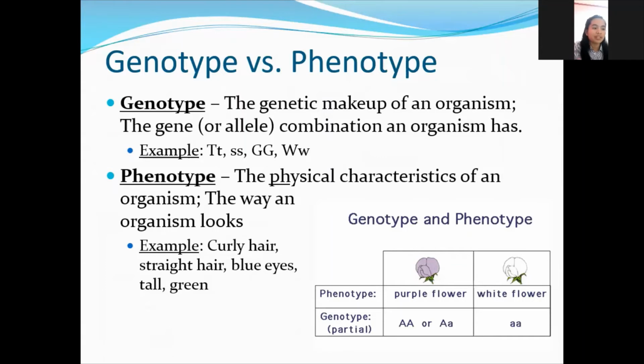So we have here curly hair, straight hair, blue eyes, tall, green, and so on and so forth. Okay? So when we say phenotype, ito na yung characteristics. And then when we say genotype, ito na yung parang equation doon sa phenotype natin. So ito na yung capital letter T, small letter T, small letter S, and so on and so forth. All right? So I hope it is clear.